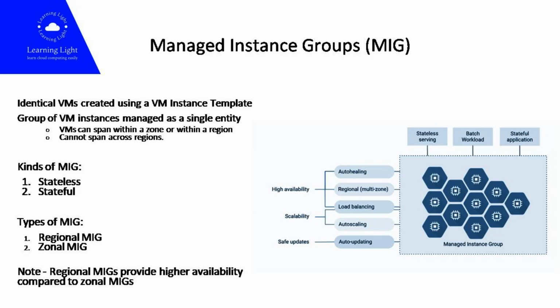Managed instance groups are identical VMs created using a VM instance template. The group of VM instances is managed as a single entity. VMs can span within a zone or within a region, but they cannot span across regions. A MIG can be stateful or stateless.